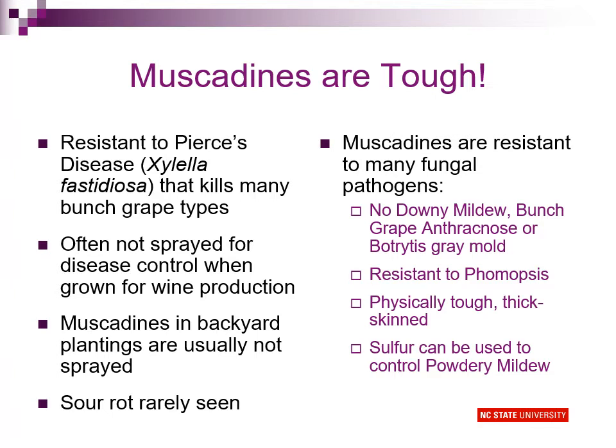If you look at the list on the right column there, they also don't get downy mildew. They don't get bunch grape anthracnose or botrytis gray mold. So there are a lot of pathogens that attack bunch grapes that we just don't see at all on muscadines.